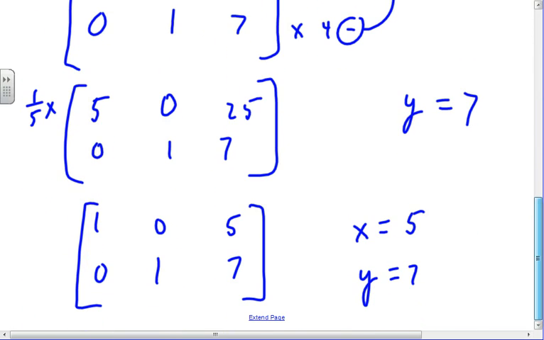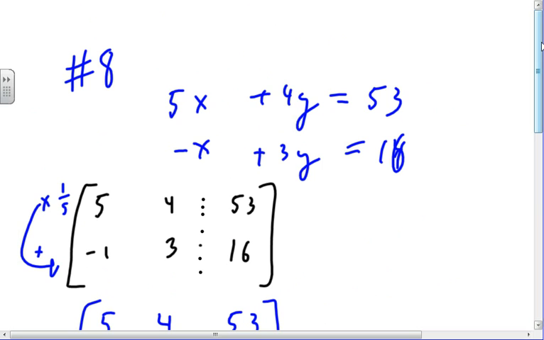No, magic is when I just put it in my calculator and it tells me the answer is 5 and 7. That's what magic is. There's a simultaneous equation solver. Second function, simultaneous equation solver, 2 by 2. Then I can put in a 5, I can put in a 4, I can put in 53.